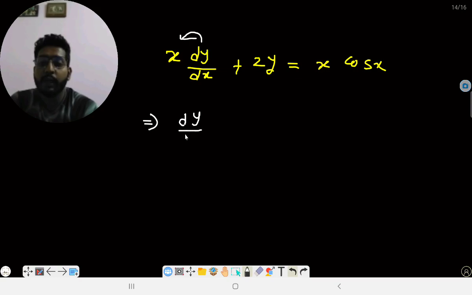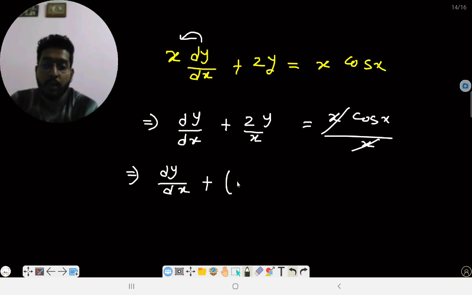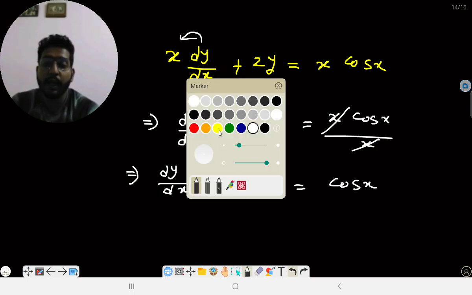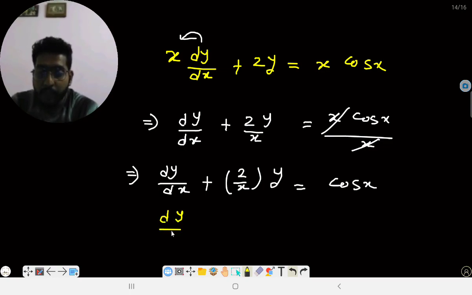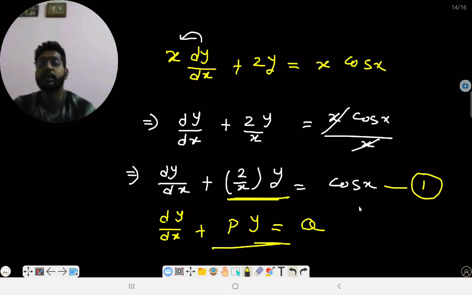Then what will happen if I divide both sides by x? That means x cancels out. Here it will be 2y by x, and if I divide x cos x by x, the x cancels out. That means it comes like this: dy/dx plus 2 by x into y equals cos x. Okay, so dy/dx plus 2/x times y equals cos x, this is the linear differential equation in y. Now this is similar to dy/dx plus py equals q. Look properly, this one and this one are the same. So this equation is a linear differential equation in y.